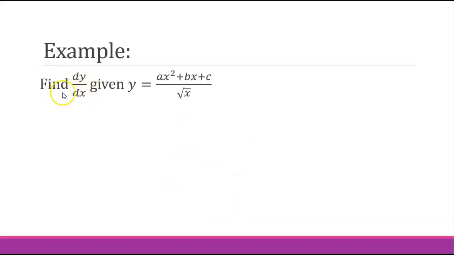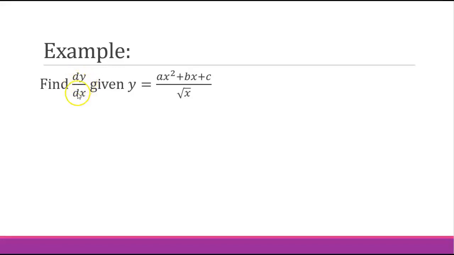In this example, we want to find dy dx, or the derivative of y with respect to the variable x, given y equals ax squared plus bx plus c, all divided by the square root of x. So here, there's a couple different things going on. I have these extra variables here, a, b, and c, but we're not going to treat them as variables. We're going to treat them as constants, as if they were numerical values, because here we're told that we are treating x as the variable.